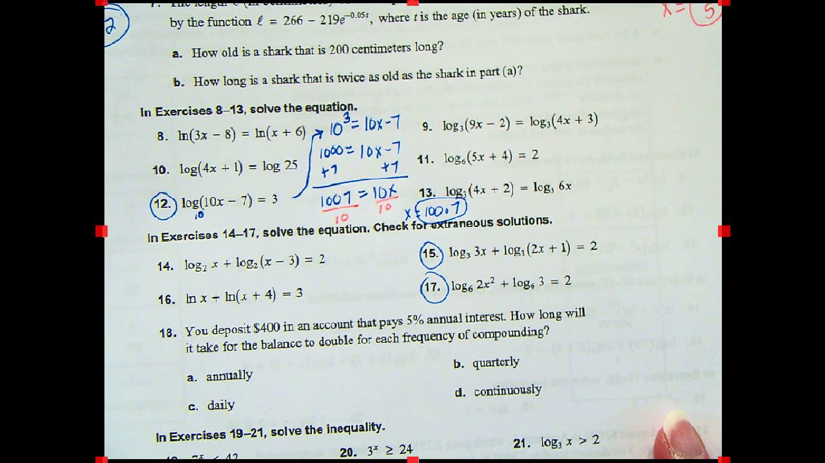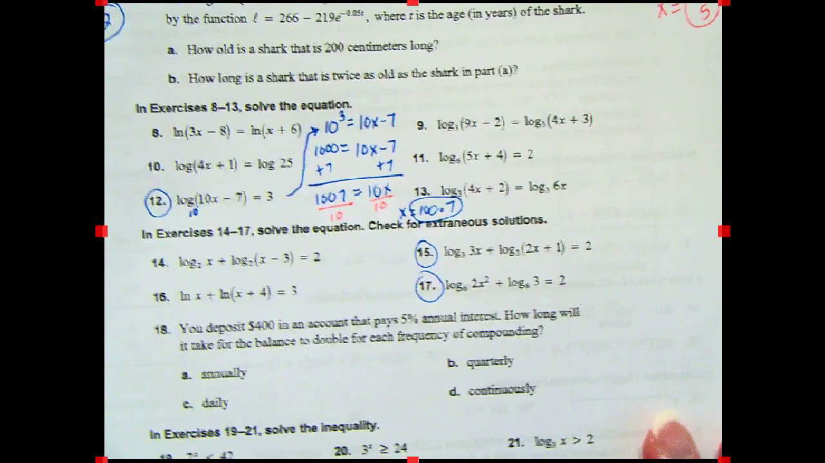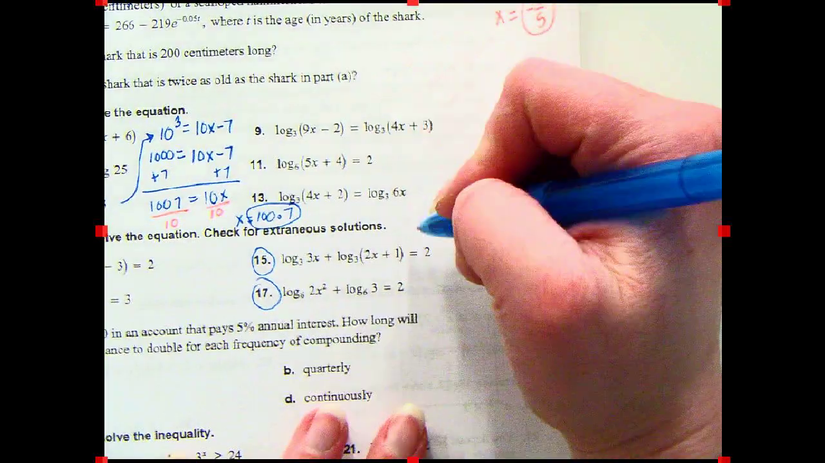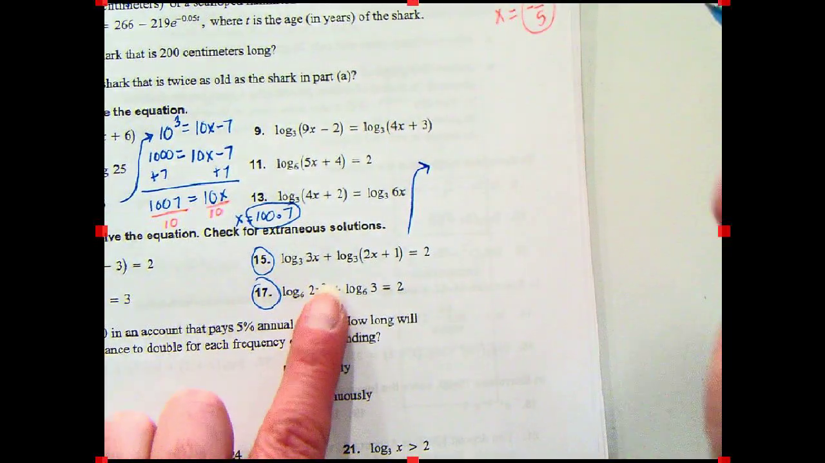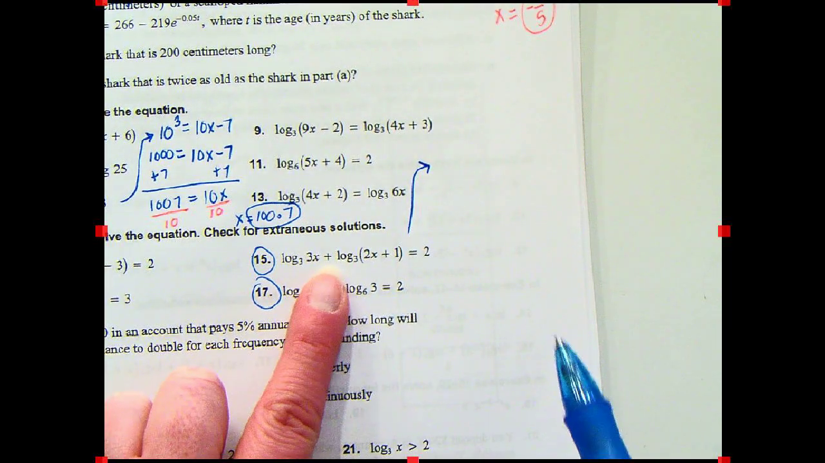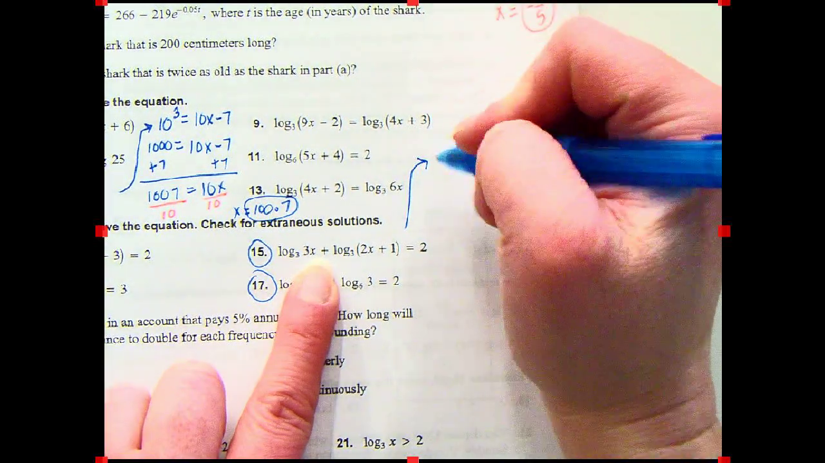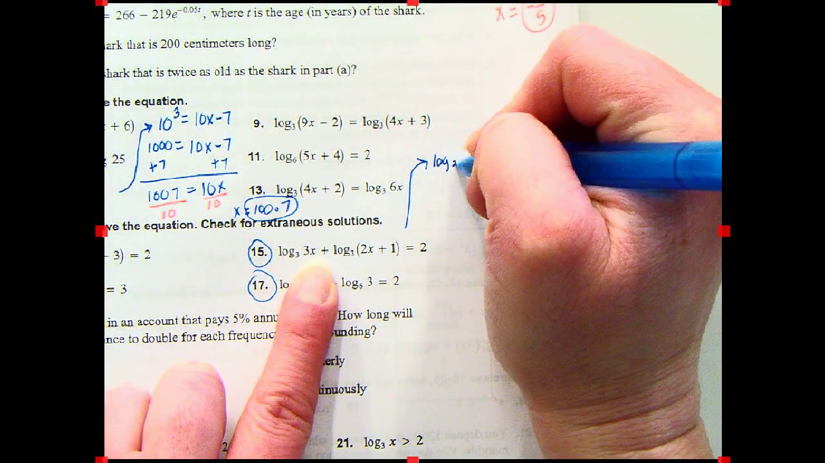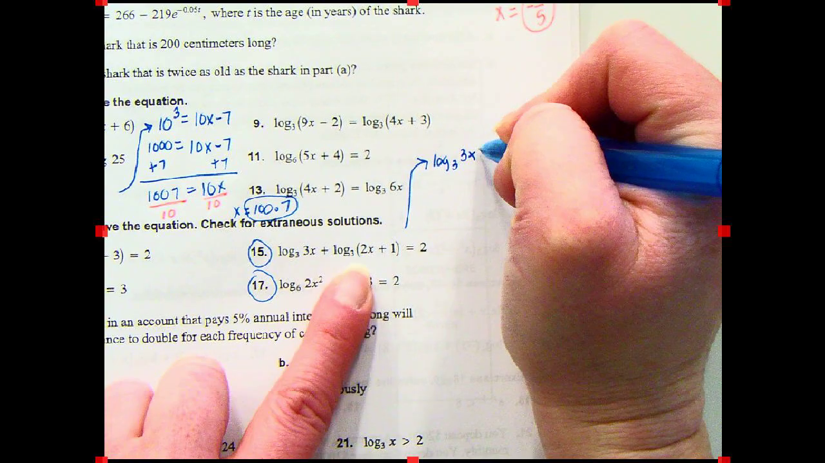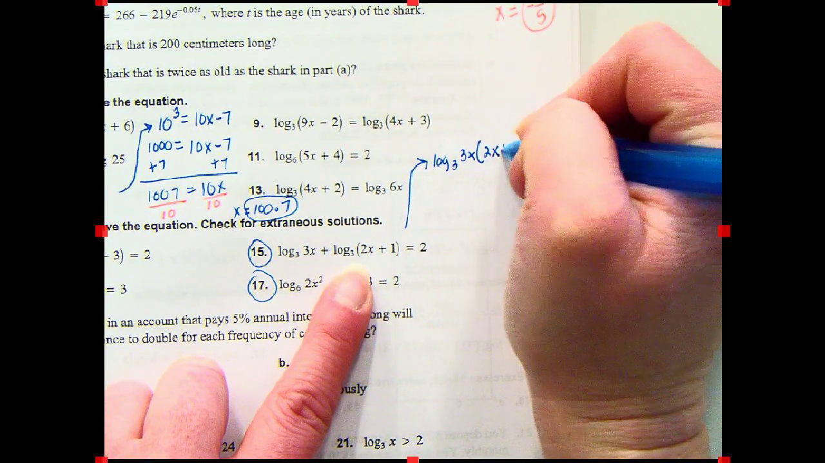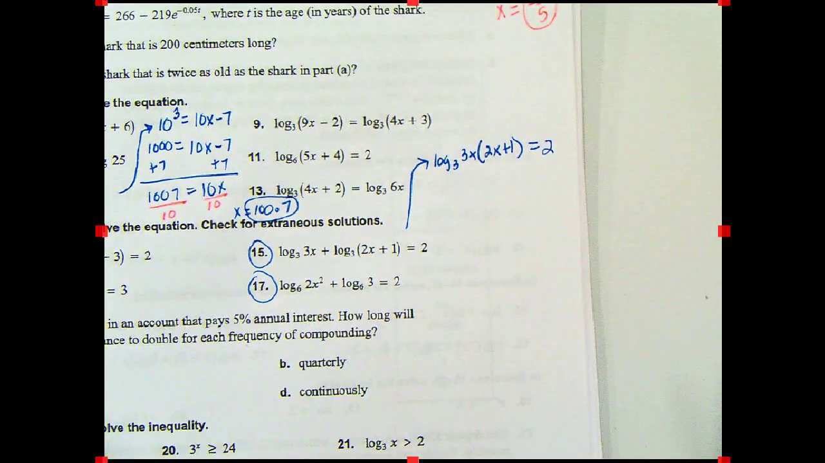For 15 and 17, it says solve the equation and check for extraneous solutions. So I'm going to pull 15 up here. First things first, we need to condense this. Since this is log base 3 and this is log base 3, and I'm adding, I can condense it down to log base 3 of the 3x times the 2x plus 1 and set that equal to 2.